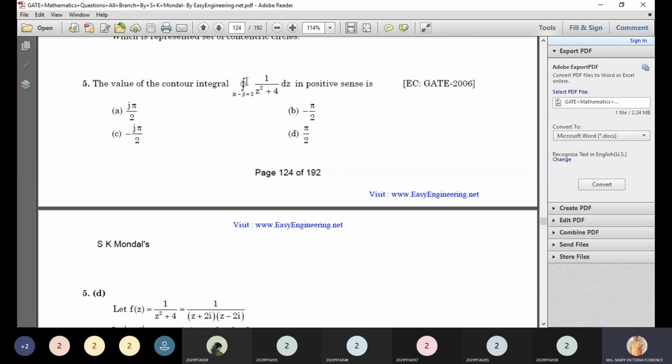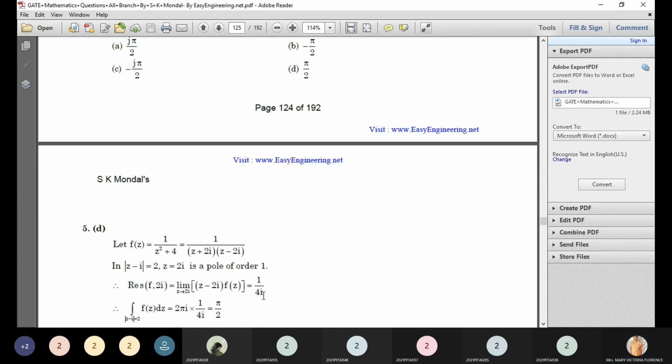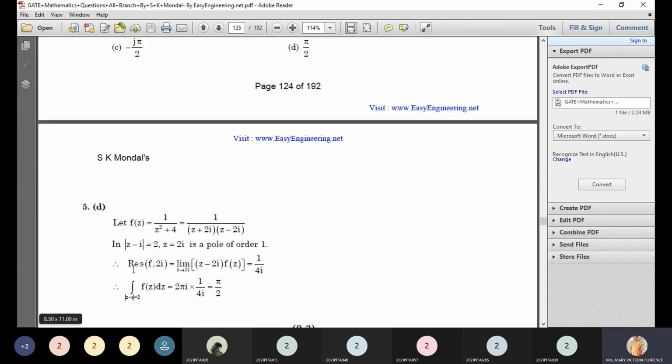Now here in your question, |z − i| = 2, so it is a circle of radius 2. So z = 2i is a pole of order 1. Now the residue of f at 2i is limit z tends to 2i of (z−2i) f(z). Substituting f(z) = 1/((z+2i)(z−2i)), the factors (z−2i) cancel. So we get 1/(z+2i), and at z = 2i, 1/(4i).